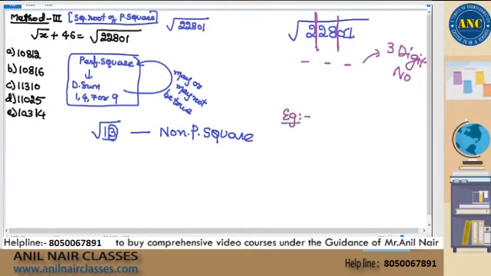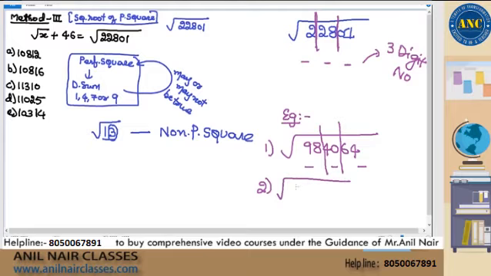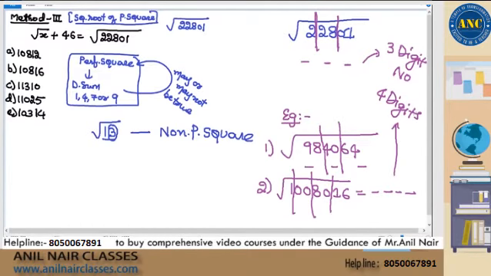For example, if the question is 984064, keep a slash after 2 digits. The answer will be 3 digits. Suppose the question is 108016, keep a slash after 2 digits. So the answer will have how many digits? 4 digits. Please write down this number. Do not miss any single concept.